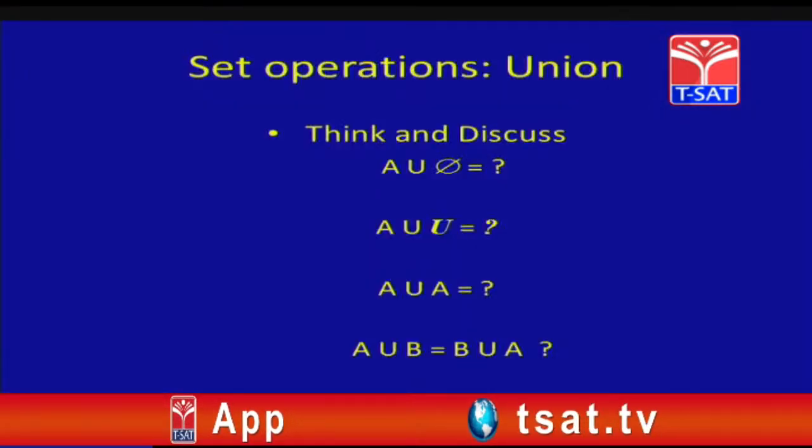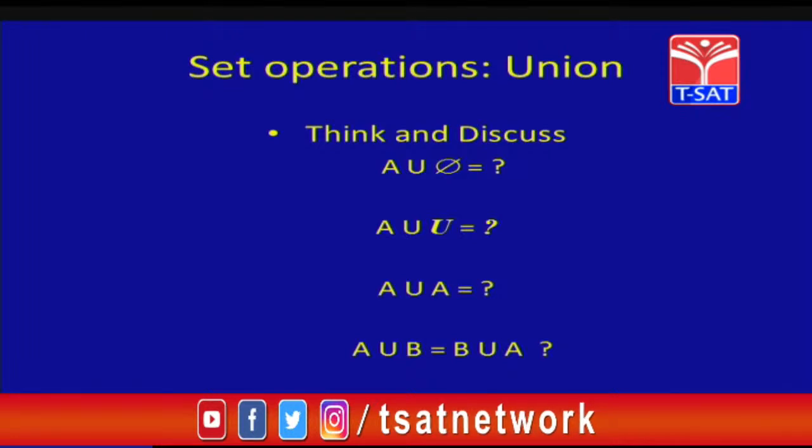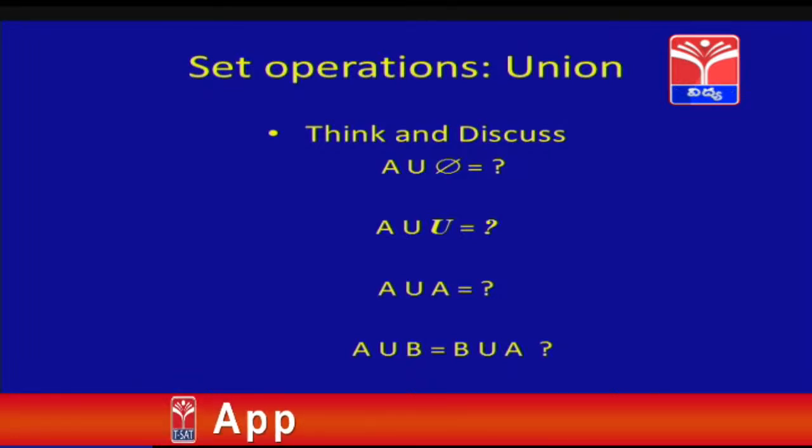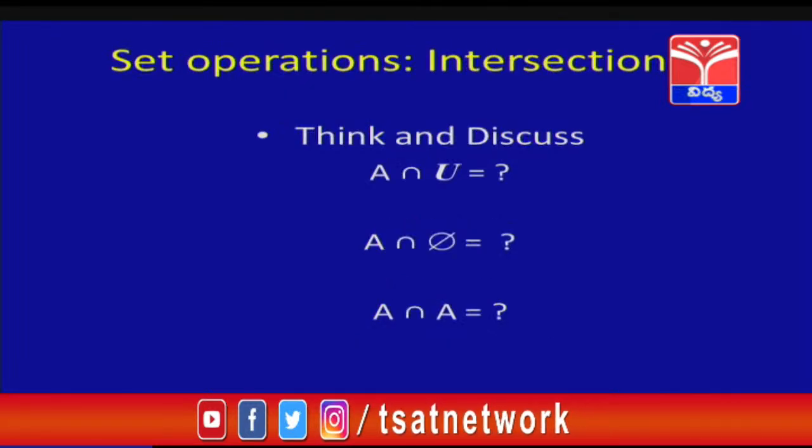Now, children, let us think about different concepts of set operations. Let us think and discuss. A union phi is equal to what? If a null set is combined with A, what will you get? A union the universal set will be what? A union A, I told you earlier, what do you get? A union B, B union A, what is the nature of sets A and B? Let us discuss with your friends and work on this.